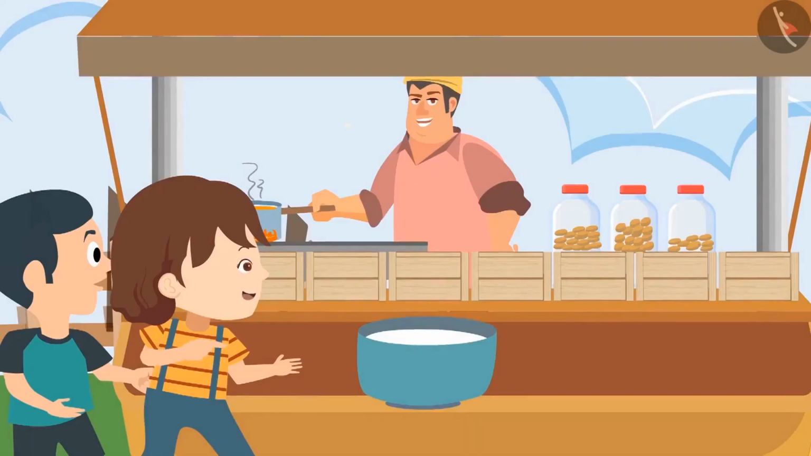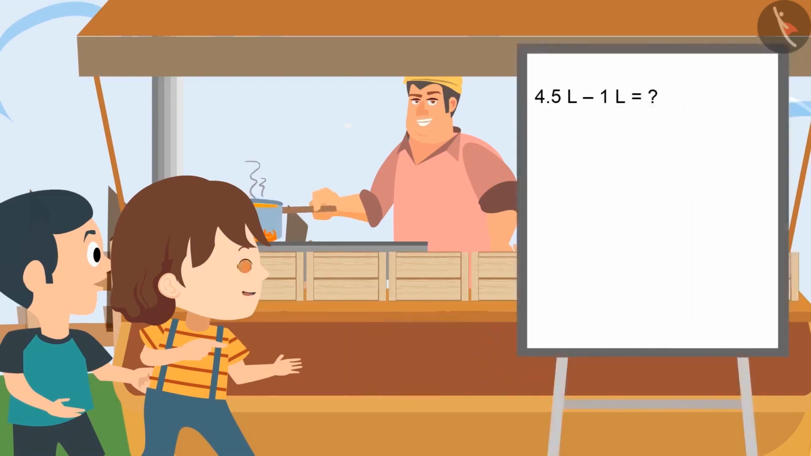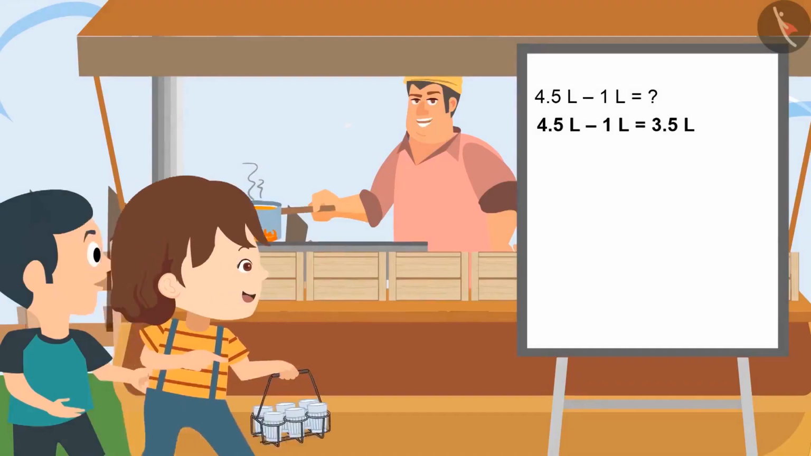Daddy, how much milk have you used for making tea? Son, I have used 1 liter of milk. Okay, now tell me, if I have used 1 liter of milk out of 4.5 liters of milk, then how much milk is left? After taking out 1 liter, we are left with 3.5 liters of milk. Very good, Pinky. Now, could you please bring the cup of tea?